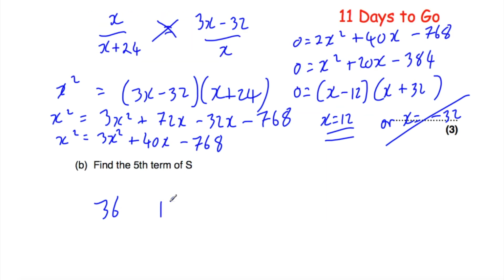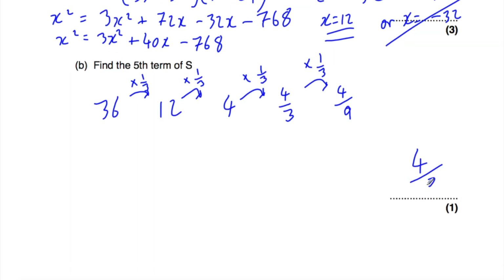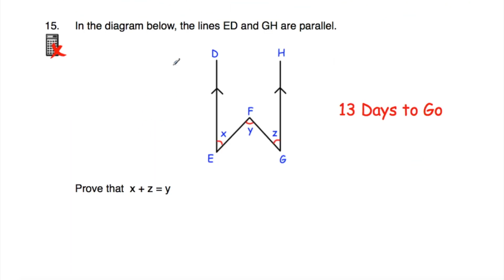So we've got 36, 12, 4. So we've multiplied by a third. We've multiplied by a third. If we multiply by a third again, that's equal to 4 thirds. If we multiply by a third again, that's equal to 4 ninths. So that means that the fifth term in the sequence is 4 ninths. So 4 ninths. Okay, let's have a look at our last question, question number 15.